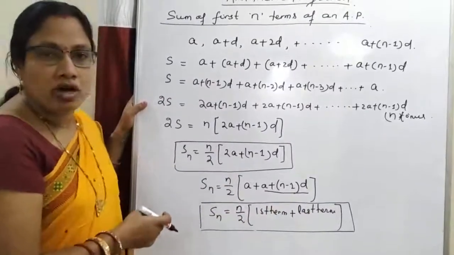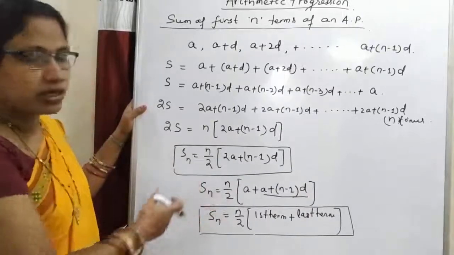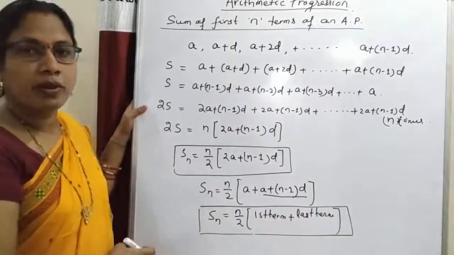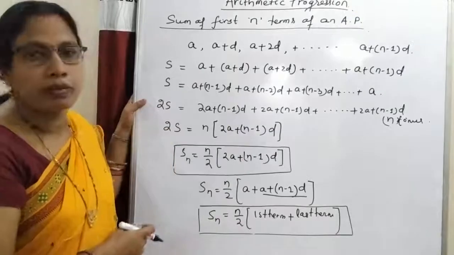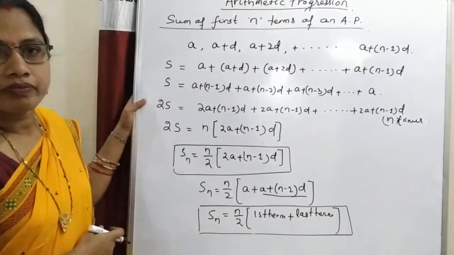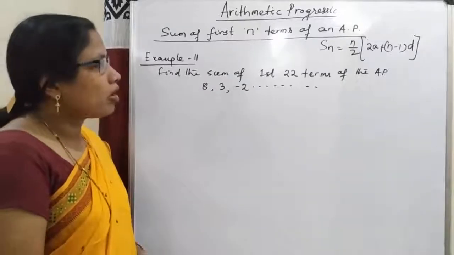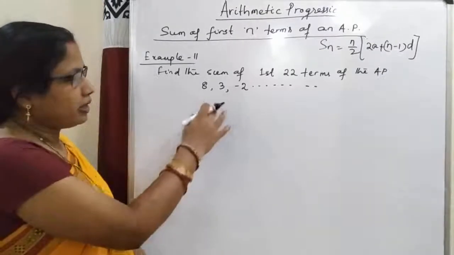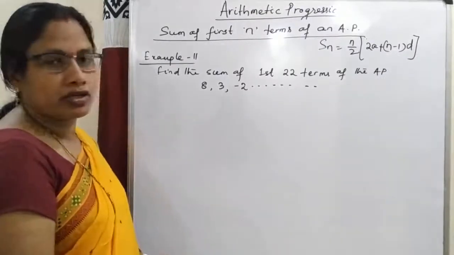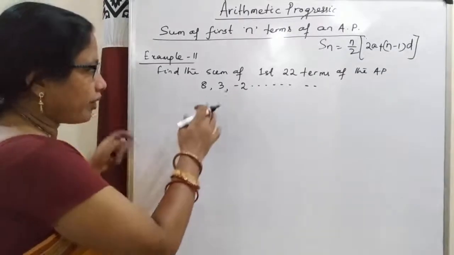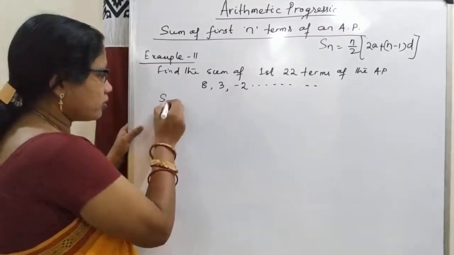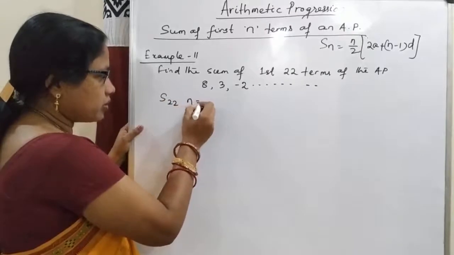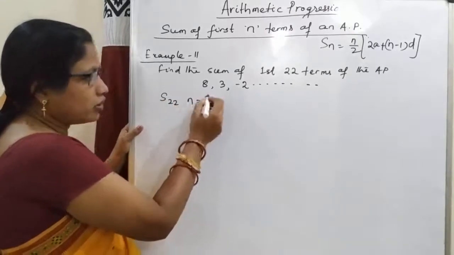So let us solve some problems by using this formula for the sum of n terms of an AP. This is an example. Find the sum of the first 22 terms of the AP. The AP is given: 8, 3, minus 2. So here we have to find S22. So here n is equal to 22.